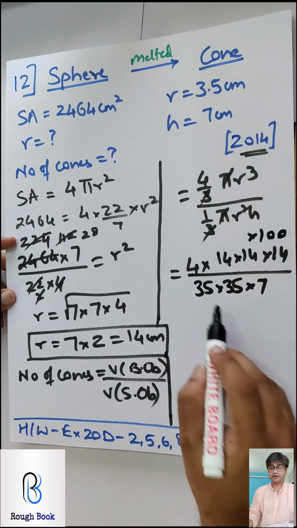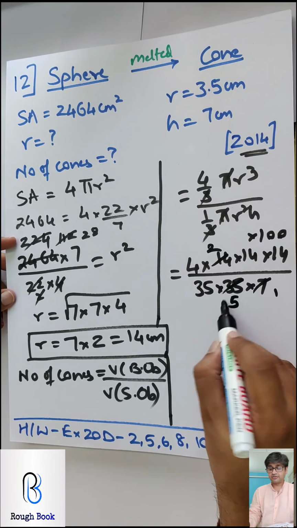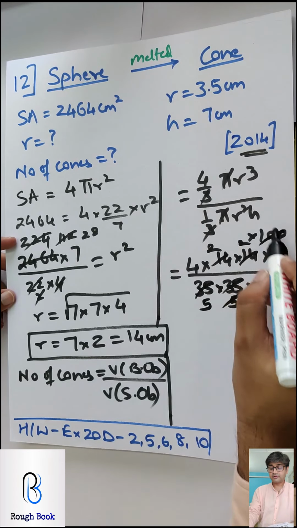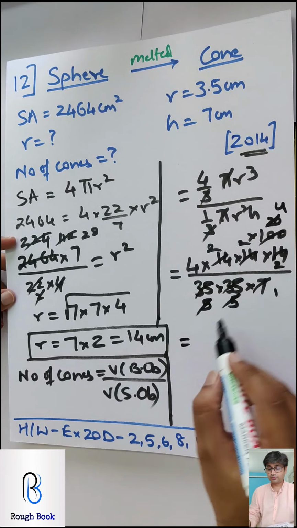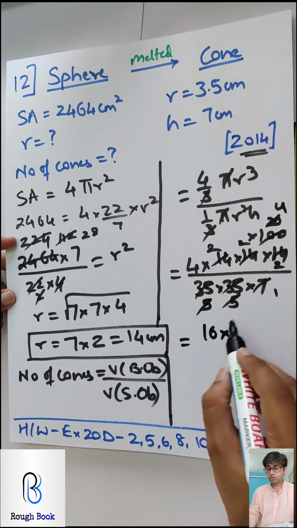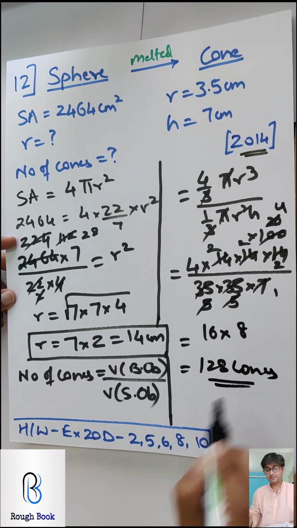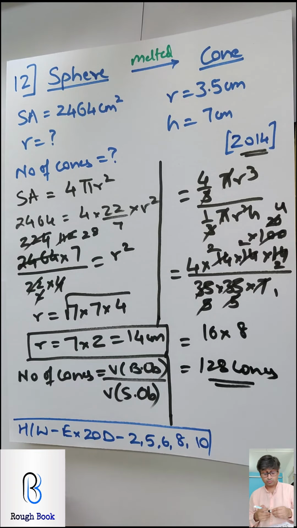So I'll have to add 100 for 2 decimals. Okay. 7 ones are 7, 2s are 14. 7 5s are 35, 2s are. Again 7 5s are 35, 2s are. 5 ones are 5, 20s are. 1s are 4s are. So I get 4 into 4 16 and 2 2 2, so 8. So 128 cones. Yeah. I think we finished this video pretty much very quickly.